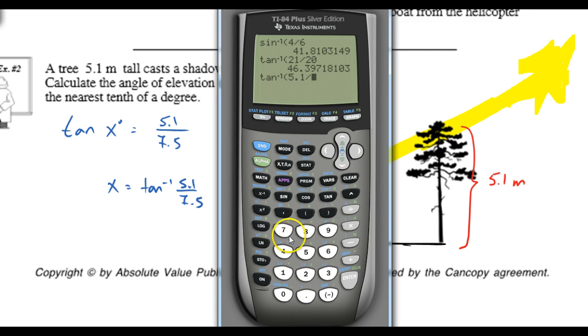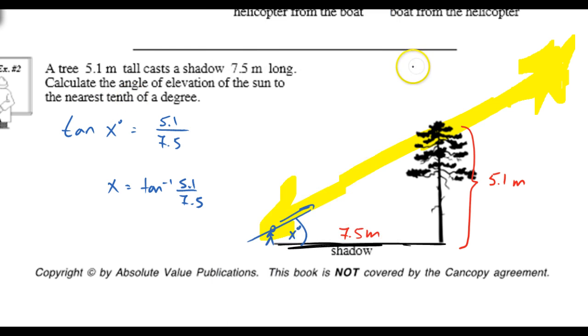5.1 divided by 7.5, 34 degrees. So, to the nearest tenth of a degree, 34.2. So 34.2 degrees is my angle. Let's see if that makes sense.